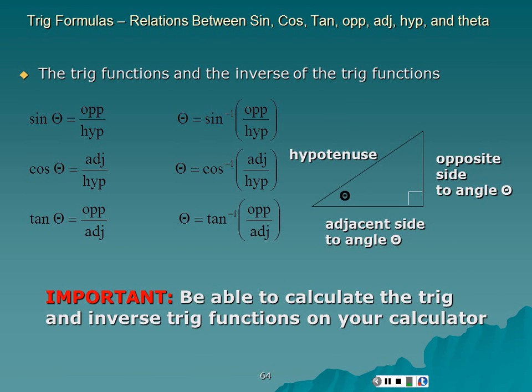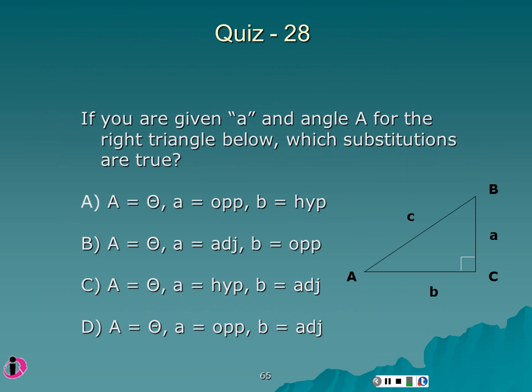We'll do some practice for sure, and let's try this question first. Let's say you are given an angle A. For the right triangle below, which substitutions are true?